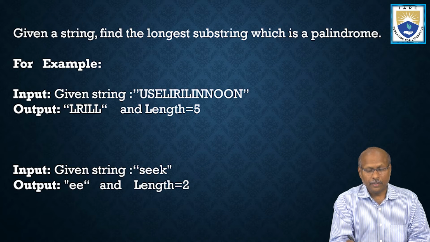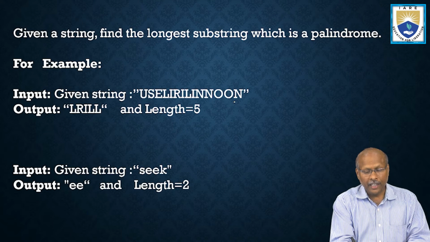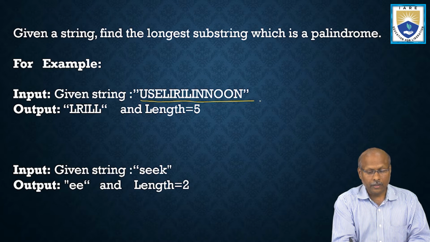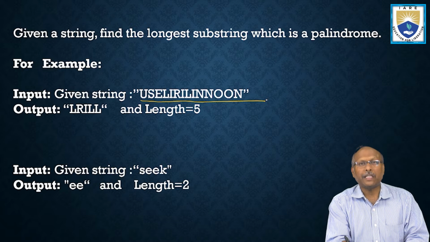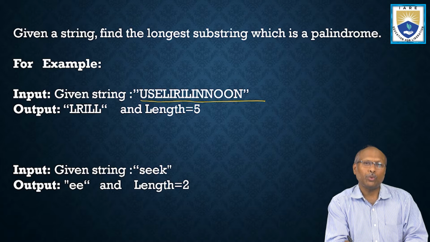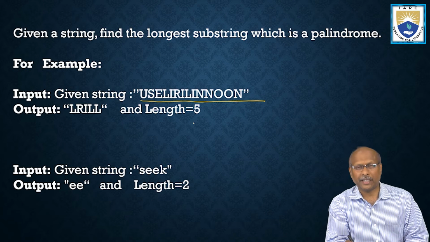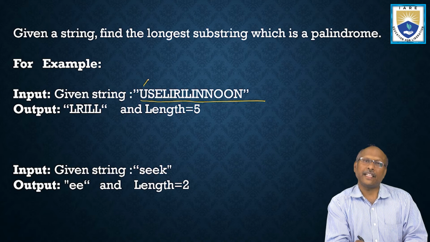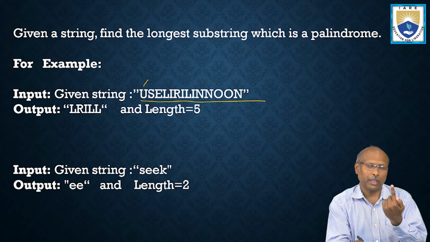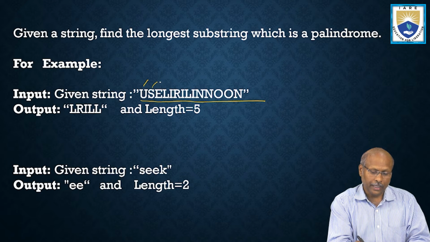See, if they give a string like this, "use literal in noon", this is the given question. If you observe here, in this particular string there are multiple palindromes, and out of them you have to find the biggest one. A palindrome may have an odd number of characters or an even number of characters. Here, U is a single letter. Every single letter is always a palindrome, with length 1. That will not bother us: U, S, E.